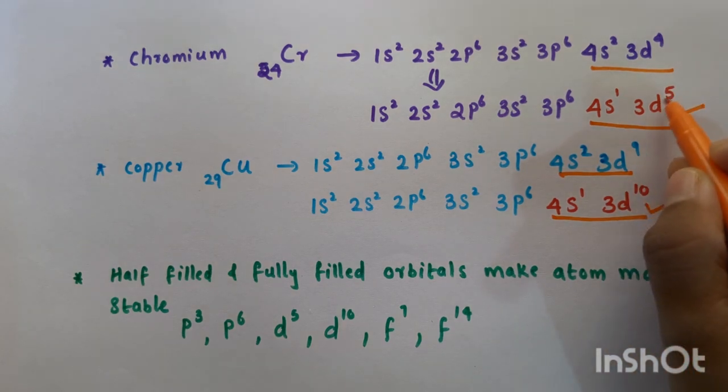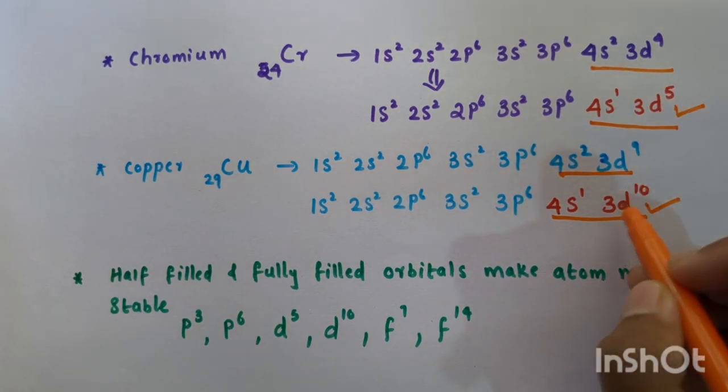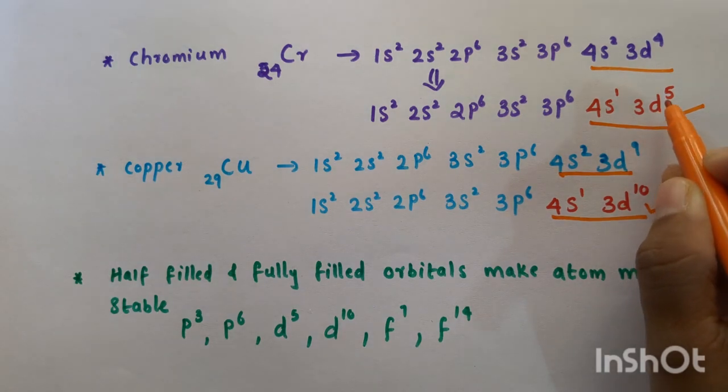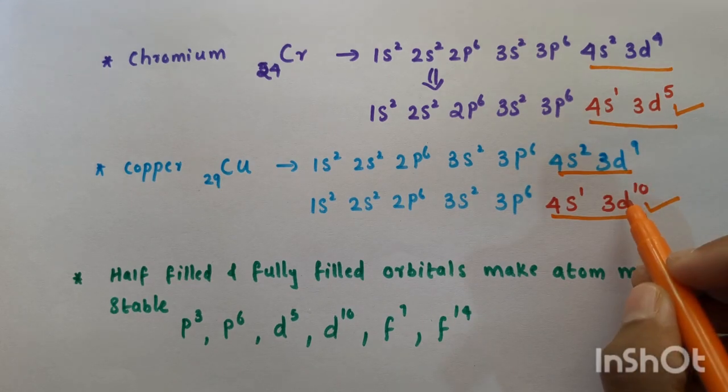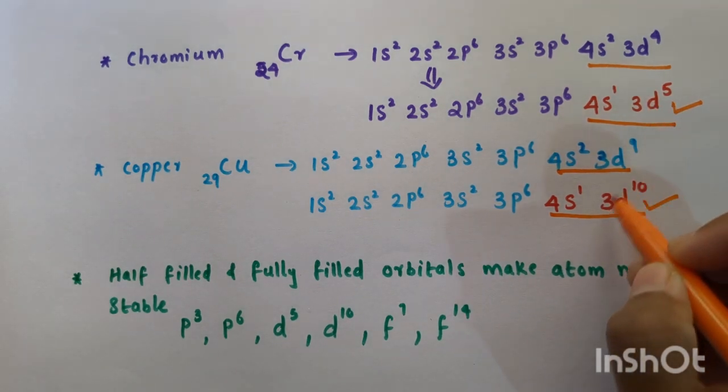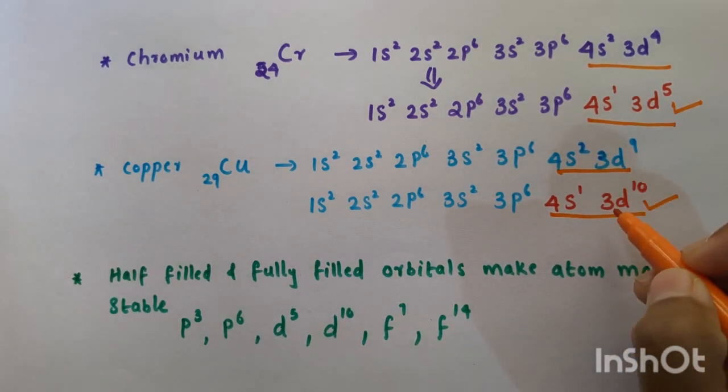So here this becomes a half-filled orbital. Here this becomes a fully filled orbital, because in the d subshell the maximum number of electrons is 10. So here we have half-filled, 5, half of 10. Here we have fully filled, so 10. The half-filled and fully filled orbitals make the atom more stable. That is why copper and chromium adopt such configurations.